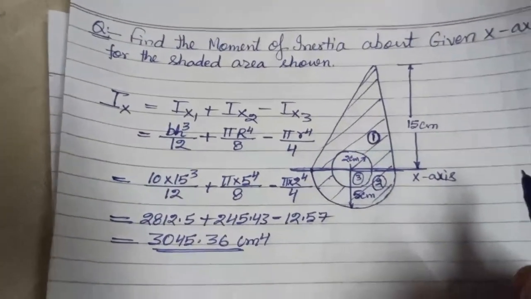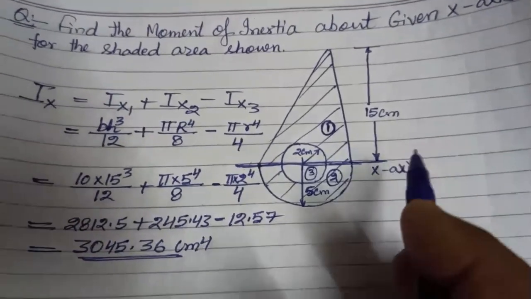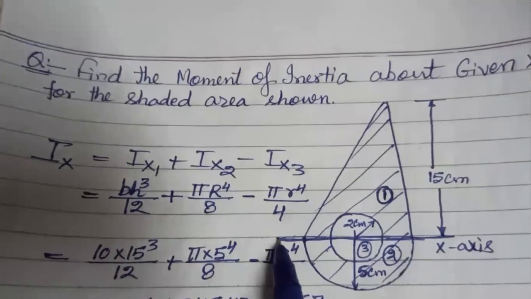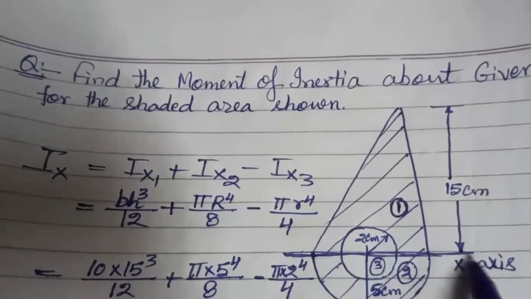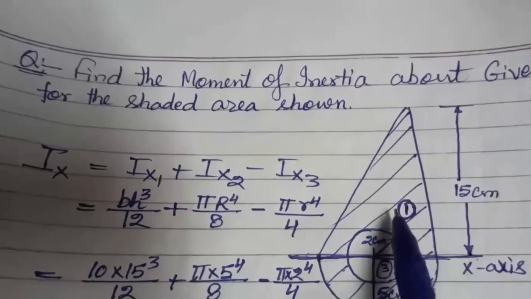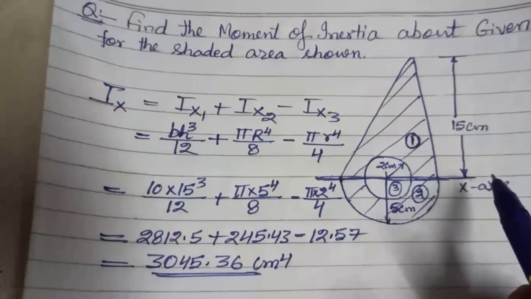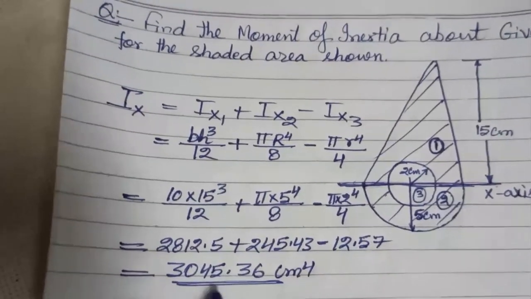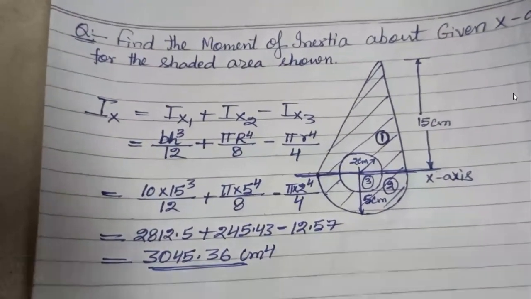So this is a very easy and very small question. In this, we can directly find the moment of inertia of the individual figures about the predefined axis, and then by their plus and minus signs, we can find the values. Thank you very much.